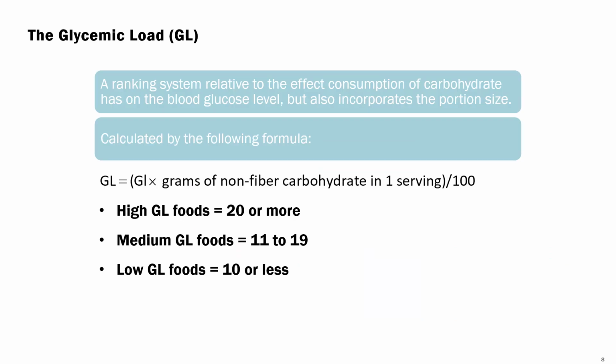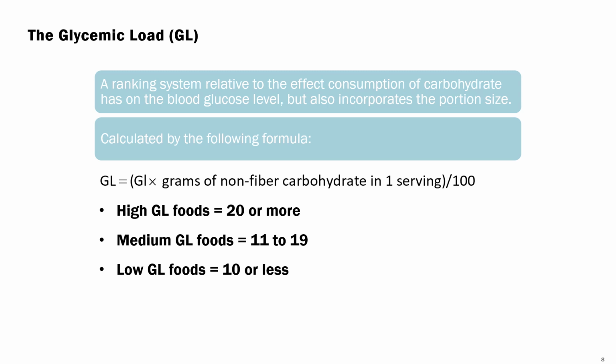The glycemic load expands on the glycemic index by taking into account both the quality, which is the glycemic index, and quantity of carbohydrates consumed in a serving of food. The GL is calculated using the following formula: glycemic index times the grams of non-fiber carbohydrates in one serving, divided by 100, where GI is, of course, the glycemic index of the food, and the grams of non-fiber carbohydrates refers to the total amount of carbohydrates in the food minus the dietary fiber content.